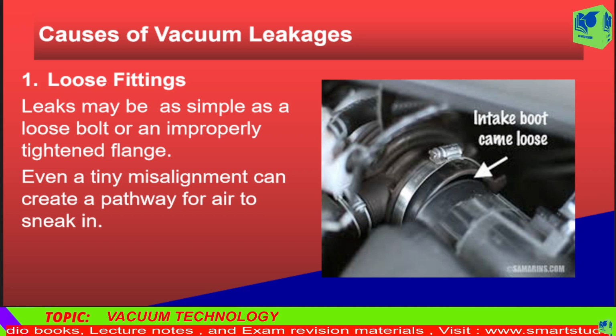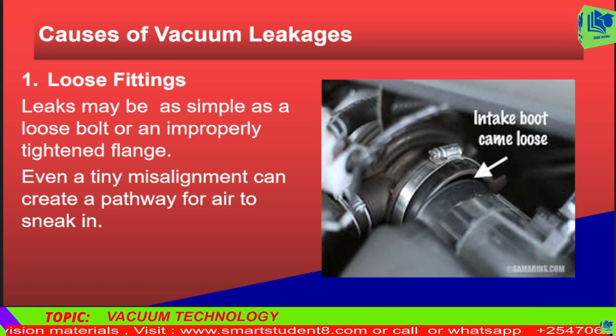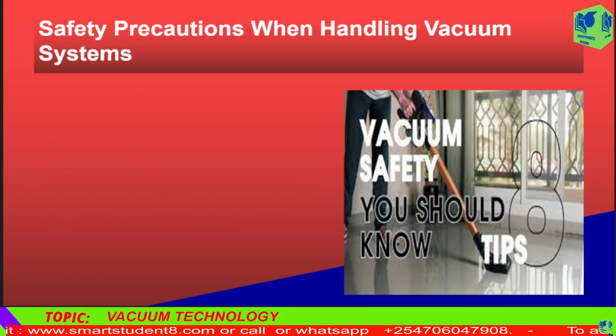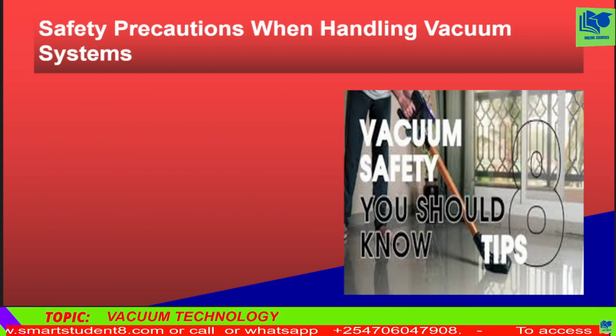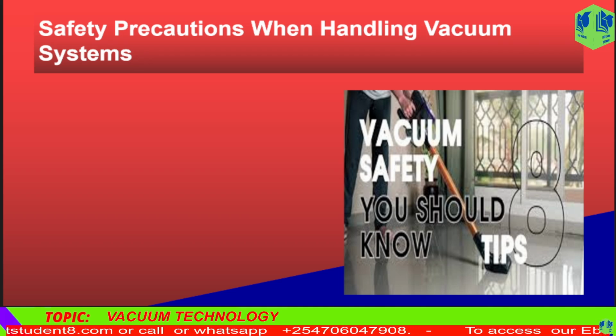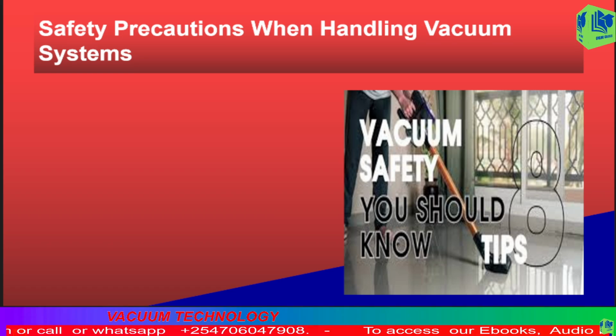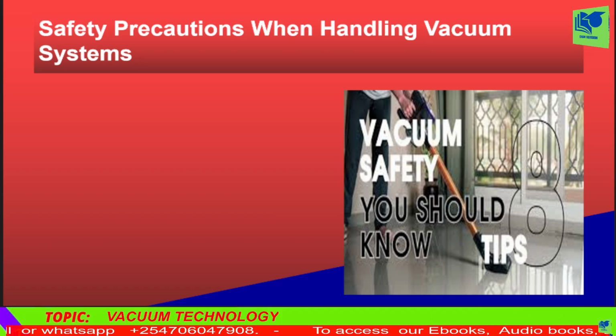Replacing worn-out parts. Consult the manufacturer. Always refer to the user manual to ensure you're using the correct parts for replacement. Timely replacement. Replace parts as soon as they show signs of wear, and never wait until the part fails completely. Safety precautions when handling vacuum systems. Vacuum systems, while incredibly useful, can pose significant safety risks if not handled properly. Here are some important safety precautions to follow when working with these systems.